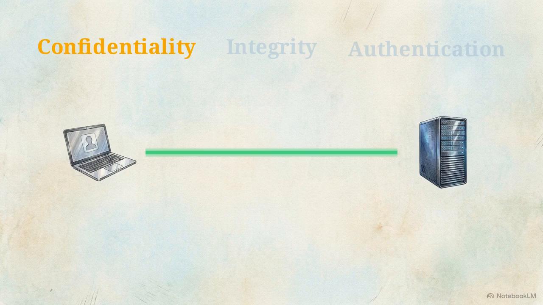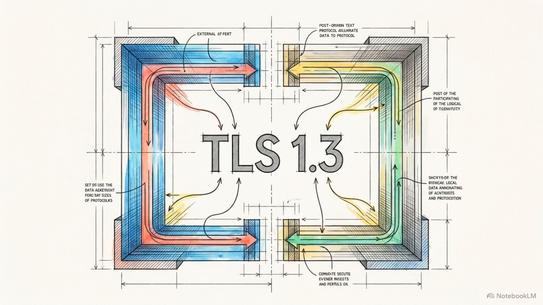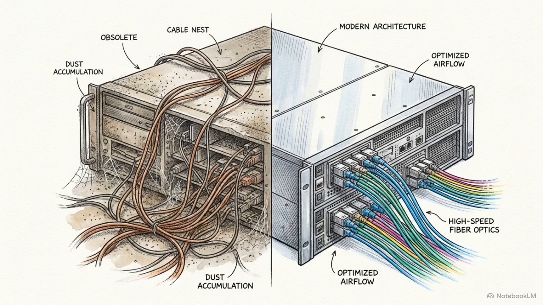Confidentiality is achieved by encrypting the data so observers cannot read it. Integrity detects tampering in transit using message authentication codes and authenticated encryption schemes. Authentication proves you are talking to the intended server, verified through digital certificates. The current standard, TLS 1.3, is a structural redesign of this entire process. It mandates better baseline security by explicitly removing outdated cryptographic practices that led to historical breaches.